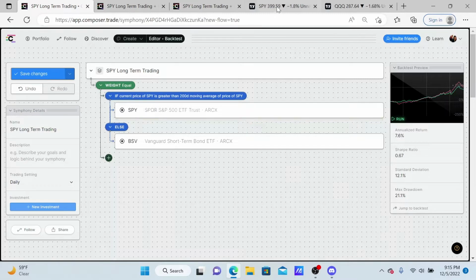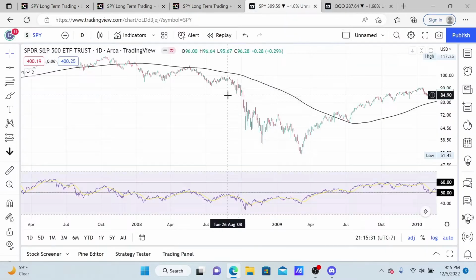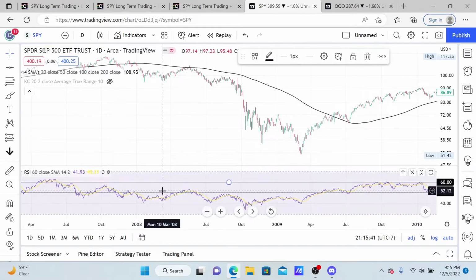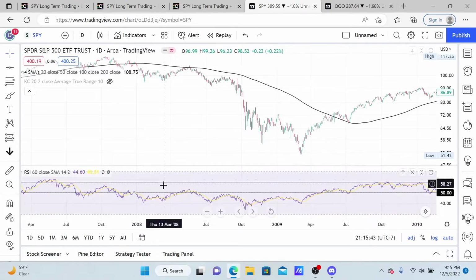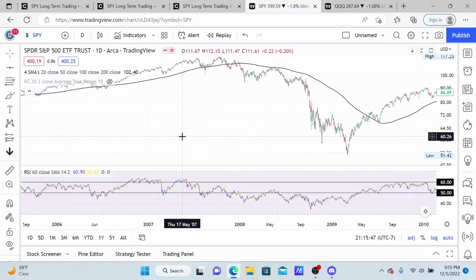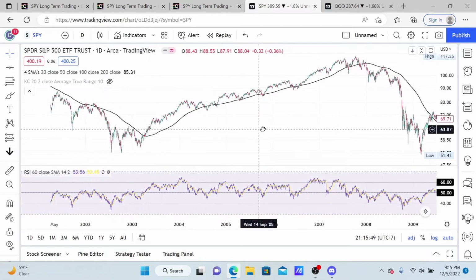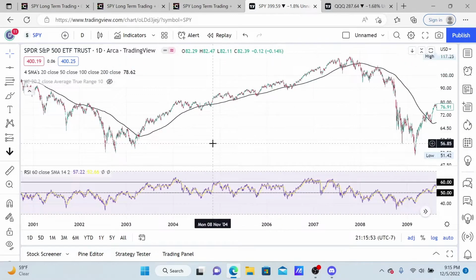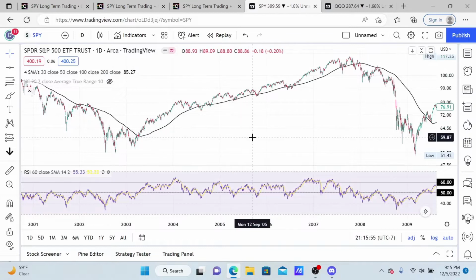So what I do is I look at the 60-day RSI on SPY. This is the RSI chart down here. I've plotted two black horizontal lines on the chart. The first one is at 60, the second one is at 50. And what this does is this shows me a general range that the SPY will trade within.